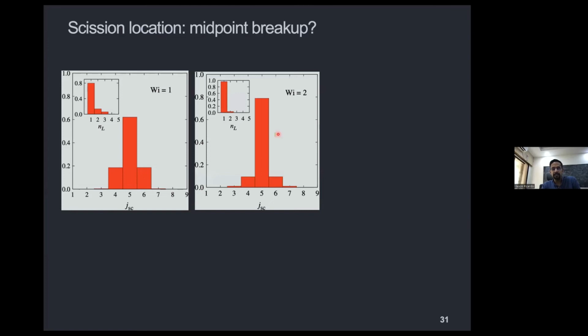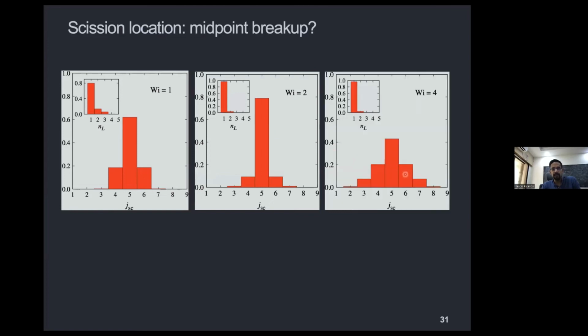But as the Weissenberg number increases, at large Weissenberg numbers, you have a spread-out distribution. And you find that there are more polymers breaking up at all other kinds of locations. So you have daughters which are not just half-half, but 1/4, 3/4, etc.